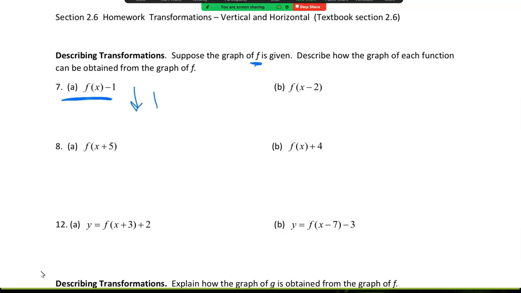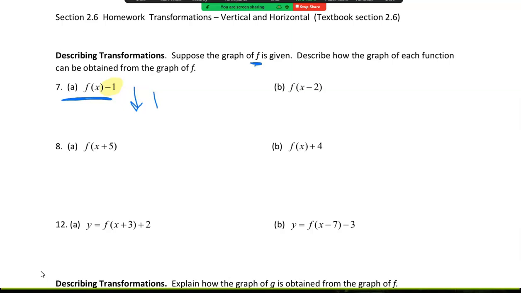And that is because I have right here a -1 away from the function. So that's vertical, either up or down. Remember, vertical is exactly what you think. Okay, let's move on to the second one.